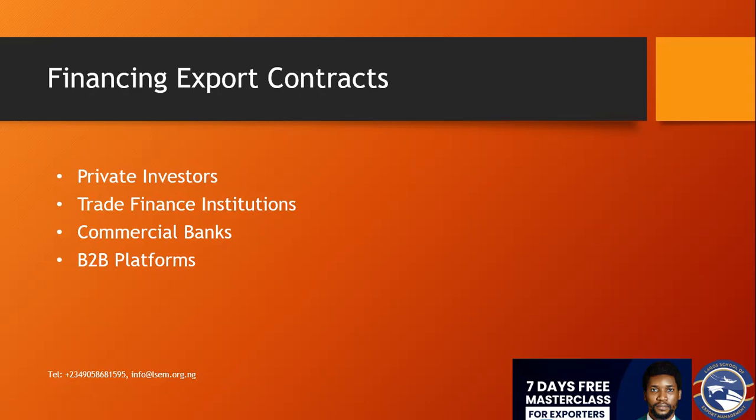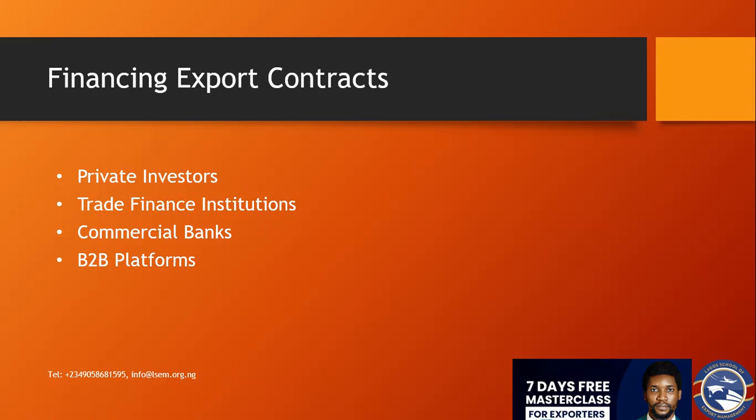Then you can also talk to B2B platforms. B2B platforms like AliExpress, Alibaba, TradeKey, and others also finance export contracts. We also have B2B platforms in Nigeria, like Cocodeal and Traders of Africa. So we have those in Nigeria that can help you finance your export contract.